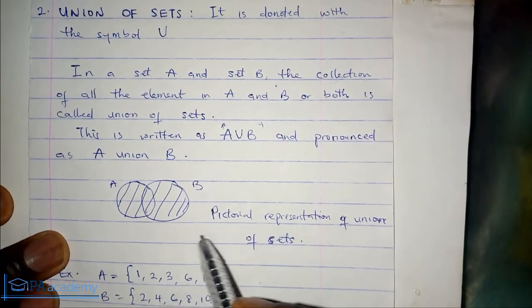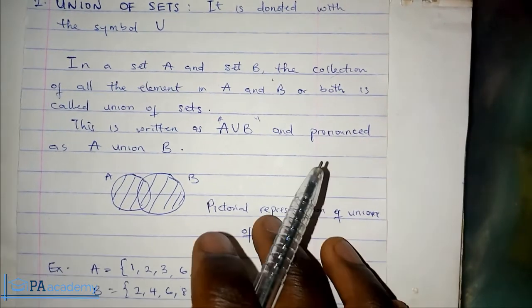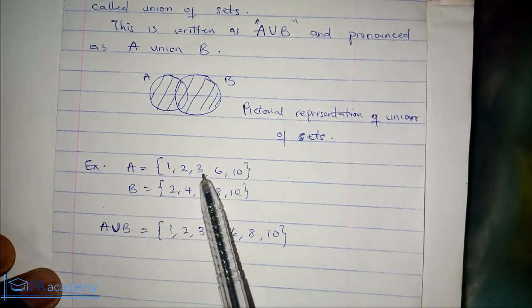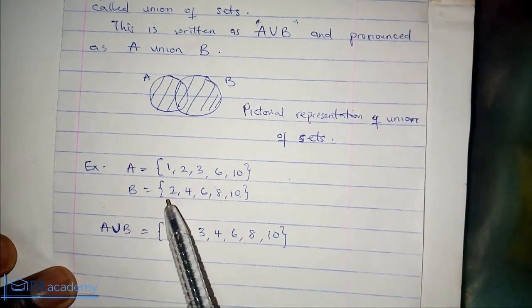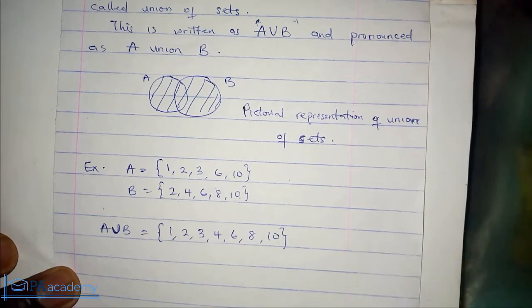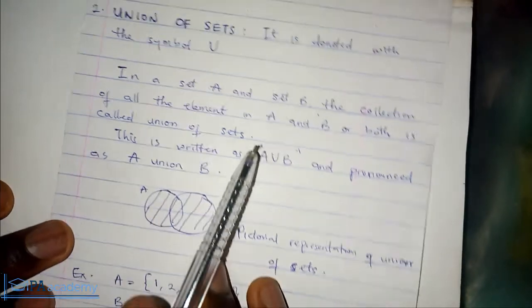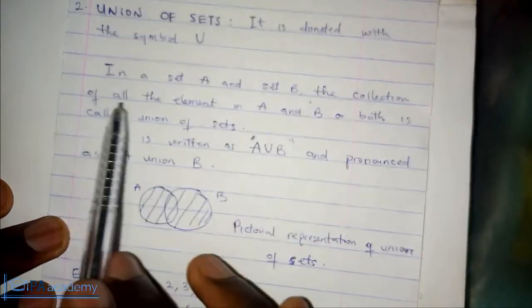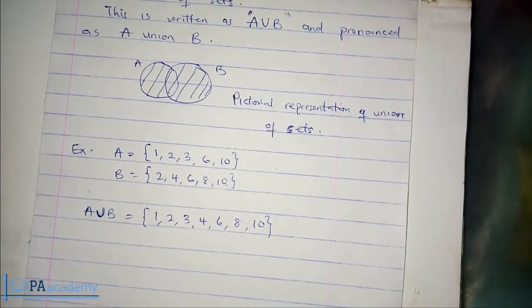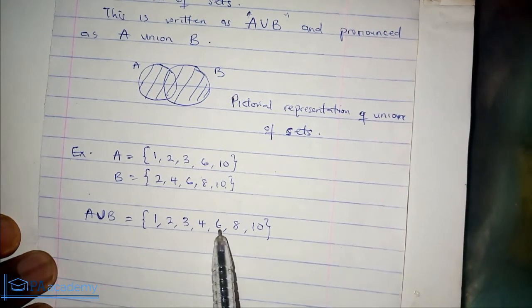And this is how it looks if you have to draw it in a pictorial view of union of a set. If you don't understand, let's look at this example, for instance. If you have these two sets as an example, we have set A: 1, 2, 3, 6, and 10. We have set B: 2, 4, 6, 8, 10. Now, if you are asked to look for the union of these two sets, that means you bring all the elements together. That's what I wrote. It is the collection of all elements in A and B or both. So that's what we mean by union. Once you bring all the elements together, A union B will give us 1, 2, 3, 4, 6, 8, and 10.